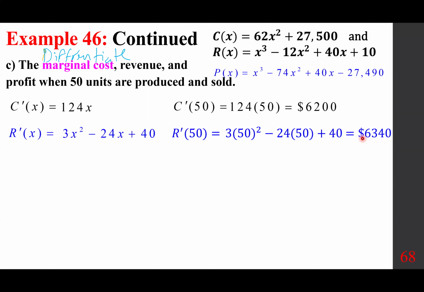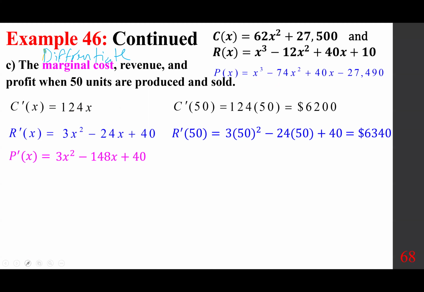Again, P prime, I'm going to show you both ways. First, you find P prime. So you differentiate this, gives you 3x squared minus 74 times 2, minus 148x plus 40. Or you can subtract R prime from C prime, everybody.